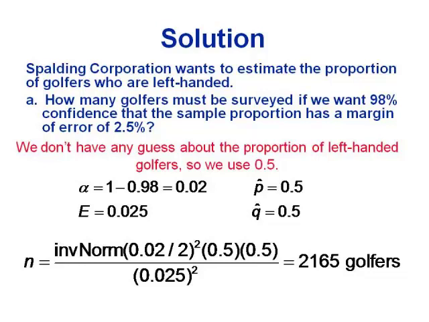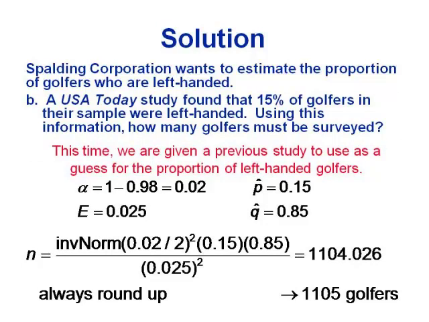2,165 golfers. But then in the second half of the example, we're told that there was actually a previous study done, and that study estimated that 15% of golfers were left-handed. That means we've actually got a starting point. We just need to verify it, really. So our sample probably doesn't need to be quite as large because we're really just tweaking someone else's results. So the alpha and the margin of error are still the same, but now I can use that study's 15% as my p hat, which means my q hat is the other 85%.